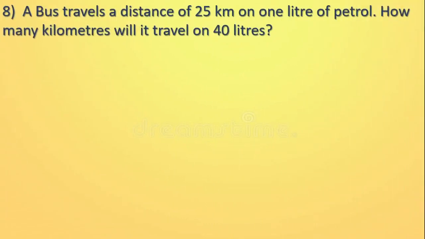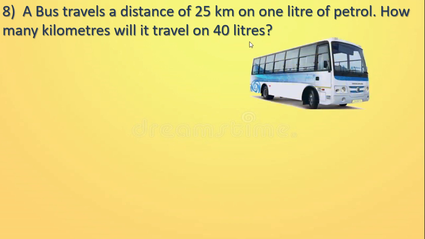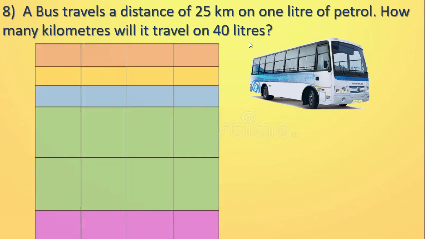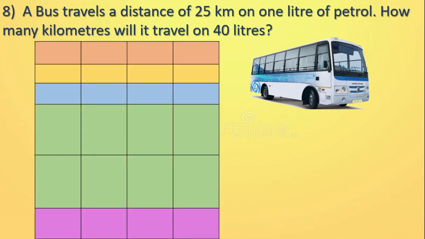One more sum. A bus travels a distance of 25 km on 1 liter of petrol. How many kilometers will it travel on 40 liters? Yes, in 1 liter it will travel 25 km. Now the bus is filled with 40 liters of petrol. Then how much will it travel? Okay, we will see here. Yes, you know that this is also a multiplication sum. Here we are going to multiply 25 by 40.